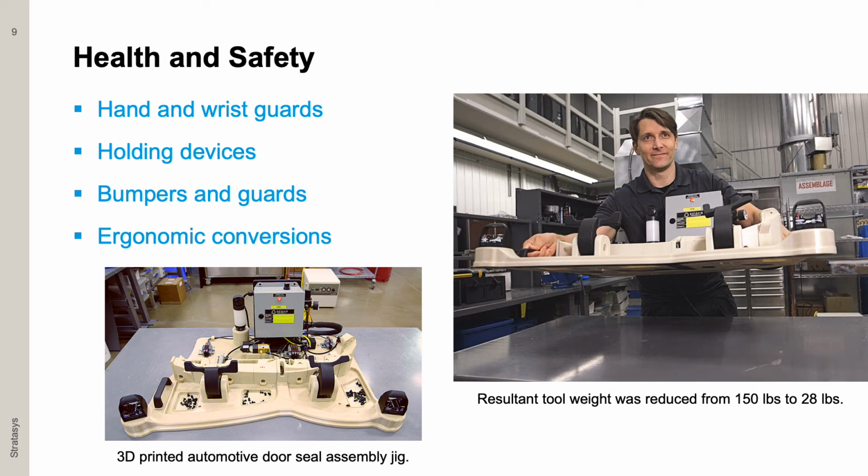Tooling that's easier to use and manipulate also helps reduce task cycle time, which ultimately can reduce overall production cycle time. The pictures on this page show one example of an automotive door seal jig that was redesigned for better ergonomics and made using additive manufacturing. The weight was dropped from 150 pounds to 28 pounds, making it much easier for workers to pick up and move. In addition, the tool reduced the task cycle time, resulting in a substantial productivity gain.